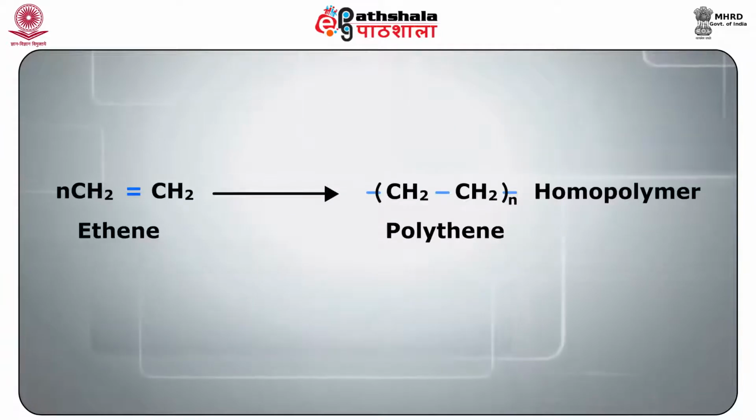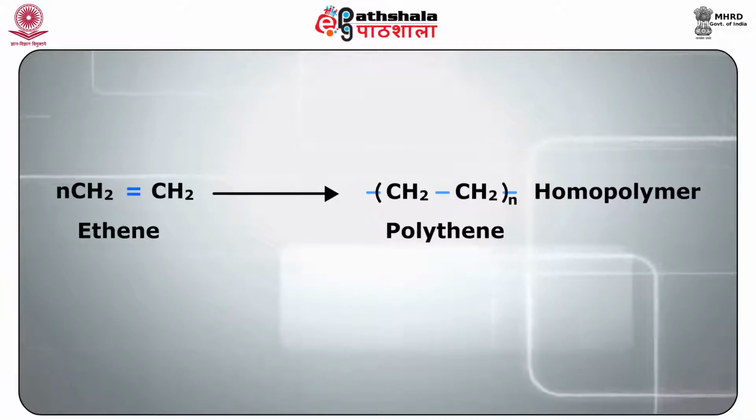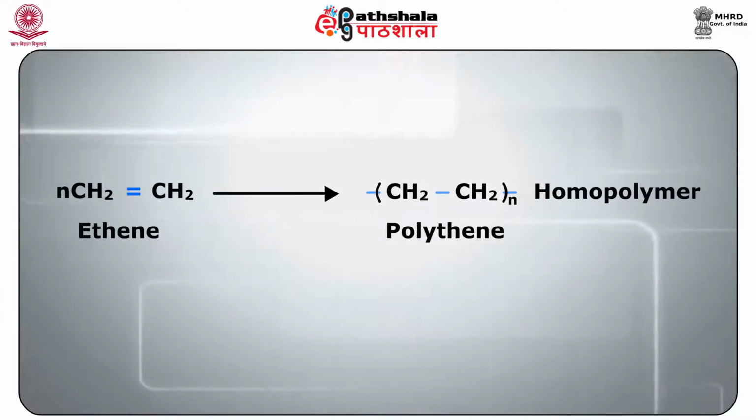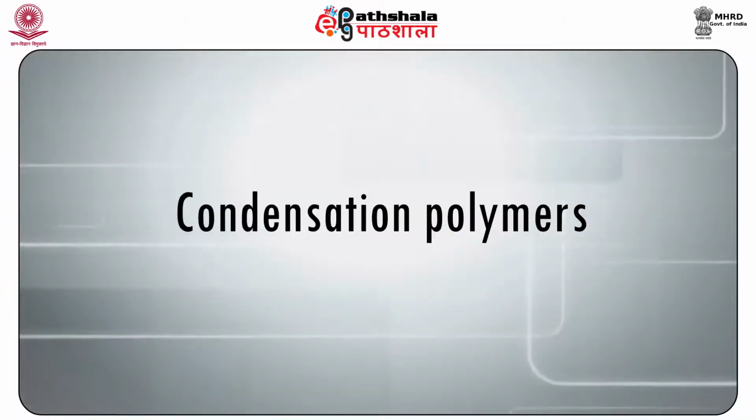For example, n ethylene molecules combine to form polyethylene, which is a homopolymer. Condensation polymers: these are the polymers which are formed from the intermolecular reactions between bifunctional or polyfunctional monomer molecules having the reactive functional groups such as hydroxyl, carboxyl, amino, NCO, etc.